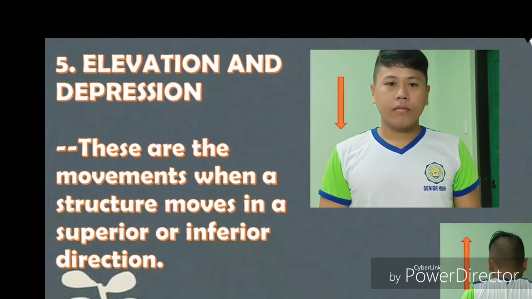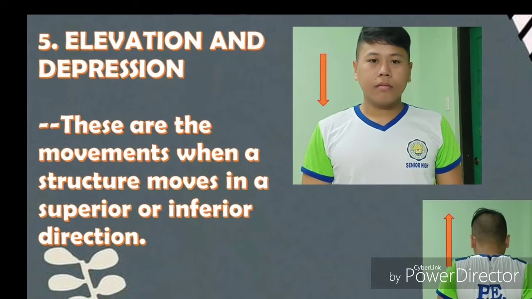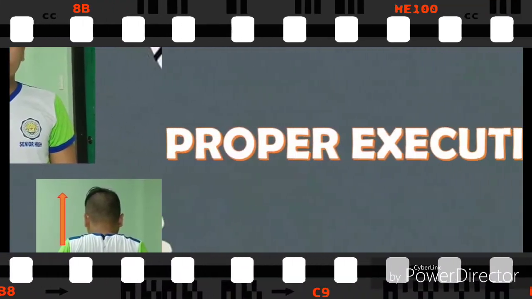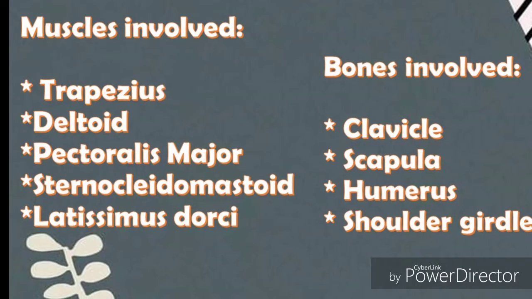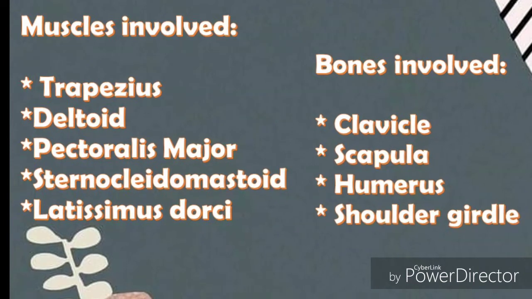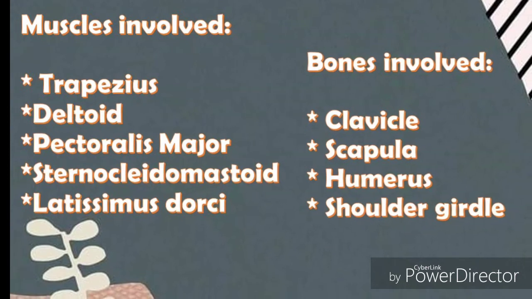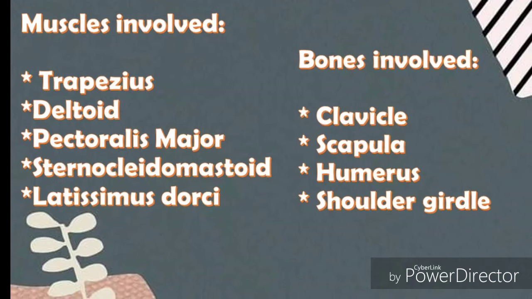The fifth movements are elevation and depression. These are the movements when a structure moves in a superior or inferior direction. Muscles involved are trapezius, deltoid, pectoralis major, sternocleidomastoid, latissimus dorsi. Bones involved are clavicle, scapula, humerus, shoulder girdle.